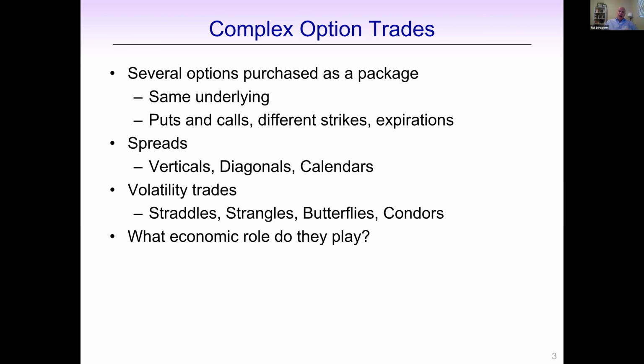There can be nowadays on at least one exchange up to 100 legs in the package, but the most common complex trades are various kinds of spreads: vertical, diagonal, and calendar spreads. That actually accounts for the bulk of complex trading. And then secondarily, trades that academics usually interpret as volatility trades are a smaller fraction of complex trading. And we're going to talk about what role these trades play.